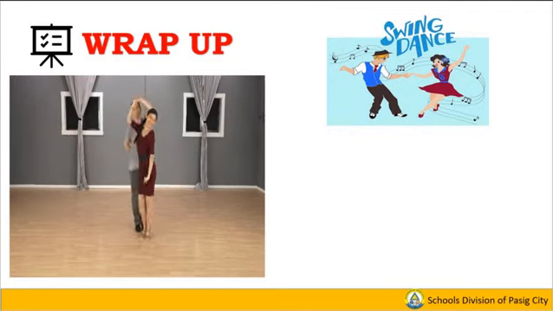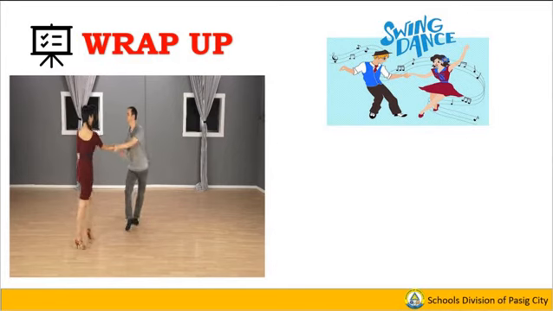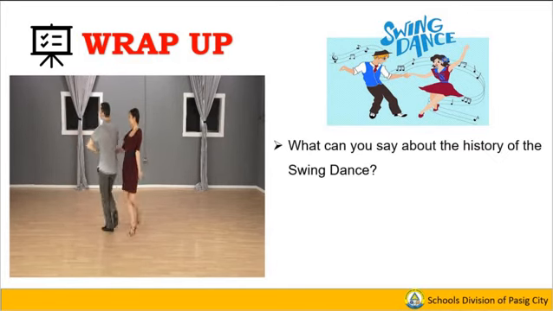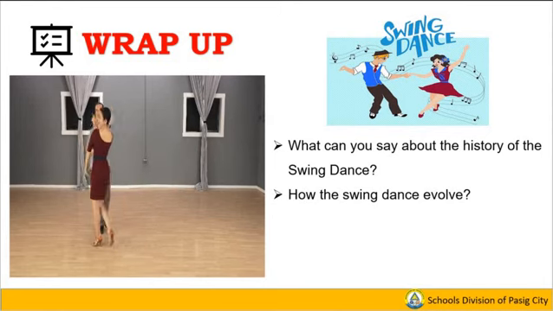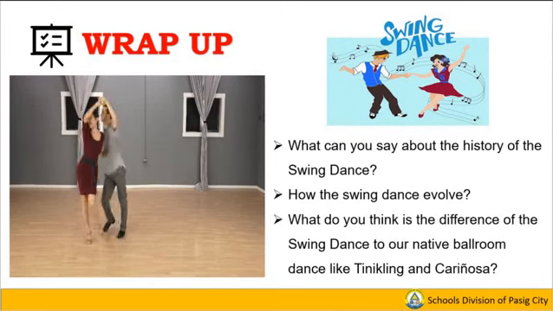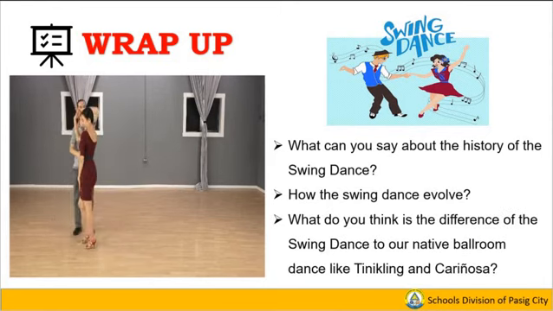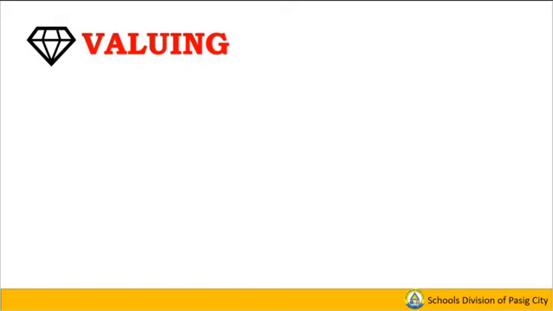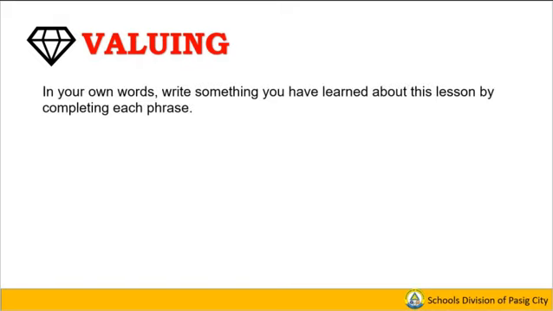We are done now with our lesson. From the lesson you have learned, what can you say about the history of the swing dance? How the swing dance evolved? What do you think is the difference of the swing dance to our native ballroom dance like Tiniklin and Karinyosa? For our valuing, in your own words, write something you have learned about this lesson by completing each phrase.